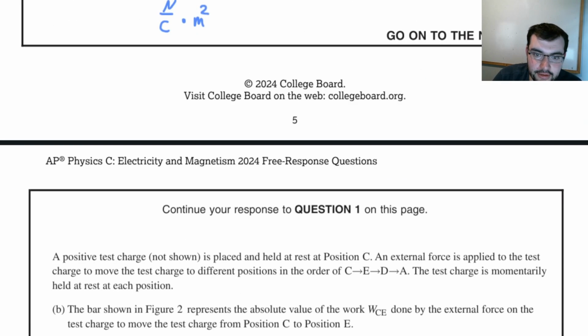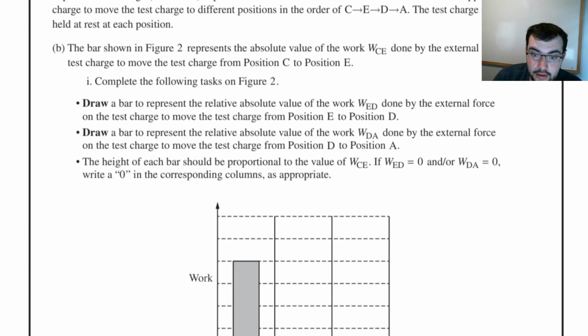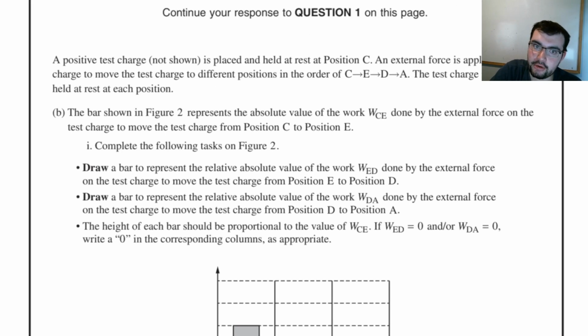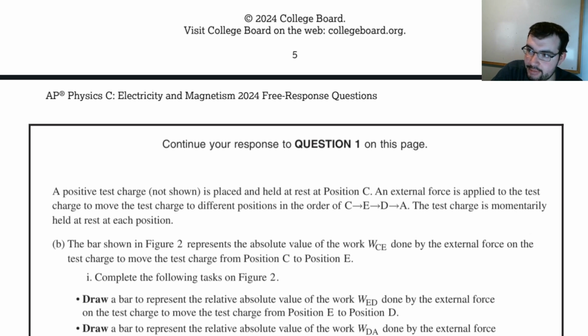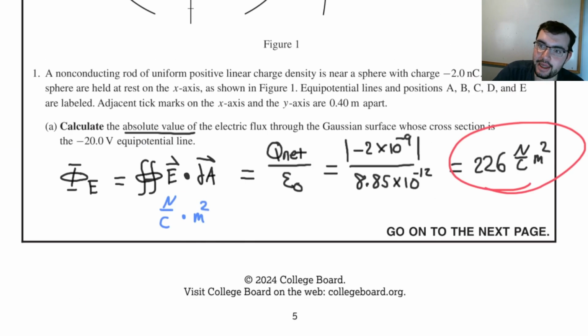All right. Now, guess we're freaking 10-year-olds now. We have energy bar charts. So back to middle school we go. Okay. Positive test charge placed at position C. An external force is applied to the test charge. I think we potentially need to know that it's positive. An external force is applied, and it moves the test charge to positions in order of C, E, D, A.